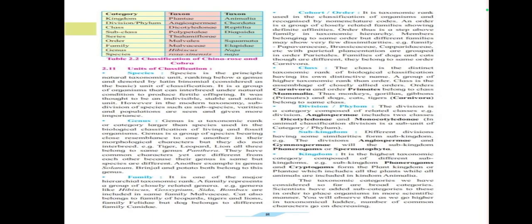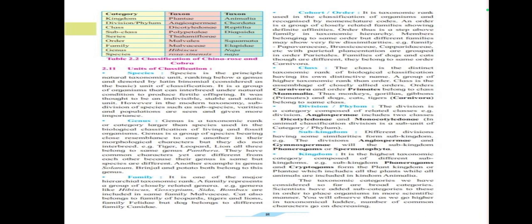Category: taxon. Kingdom: Plantae, Animalia. Division: Angiosperms, Chordata. Class: Dicotyledon, Reptilia. Subclass: Polypetalia, Diapsida. Series: Thalamiflorae. Order: Malvales, Squamata. Family: Malvaceae, Elapidae. Genus: Hibiscus, Naja. Species: Hibiscus rosa-sinensis, Naja naja.